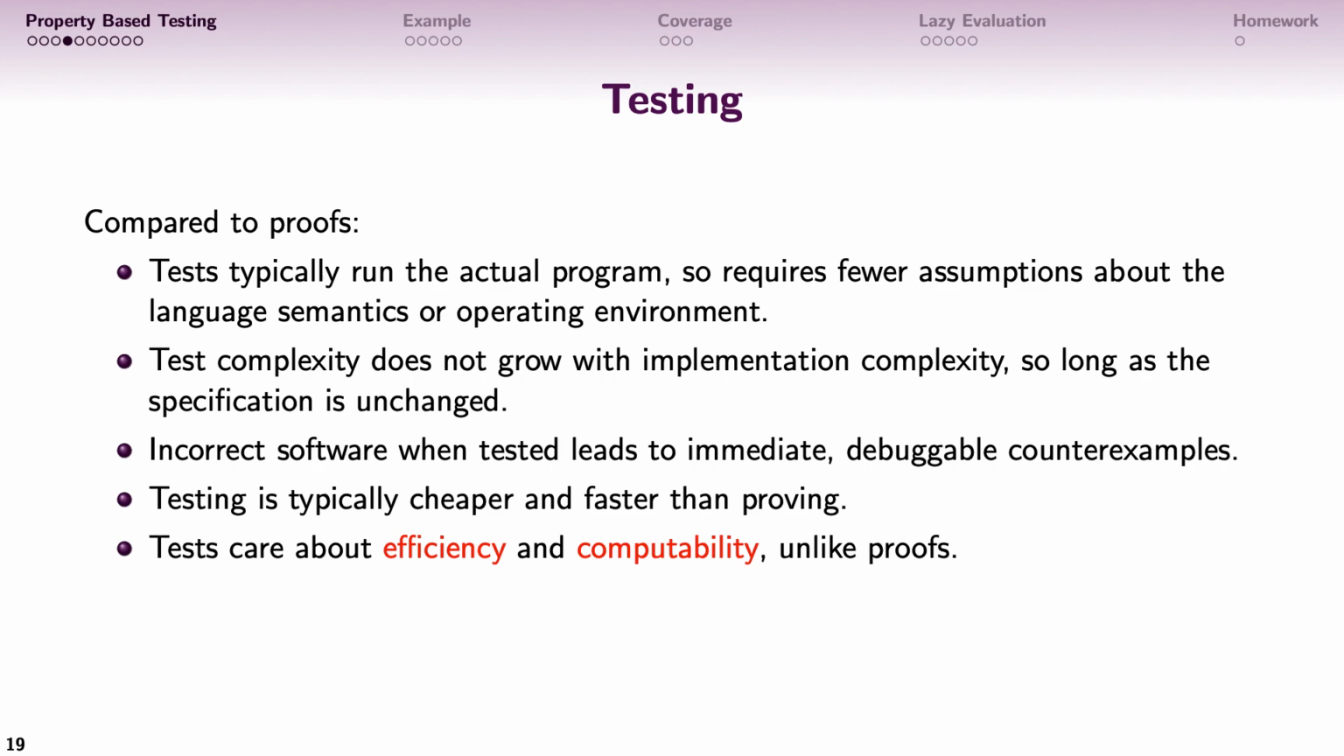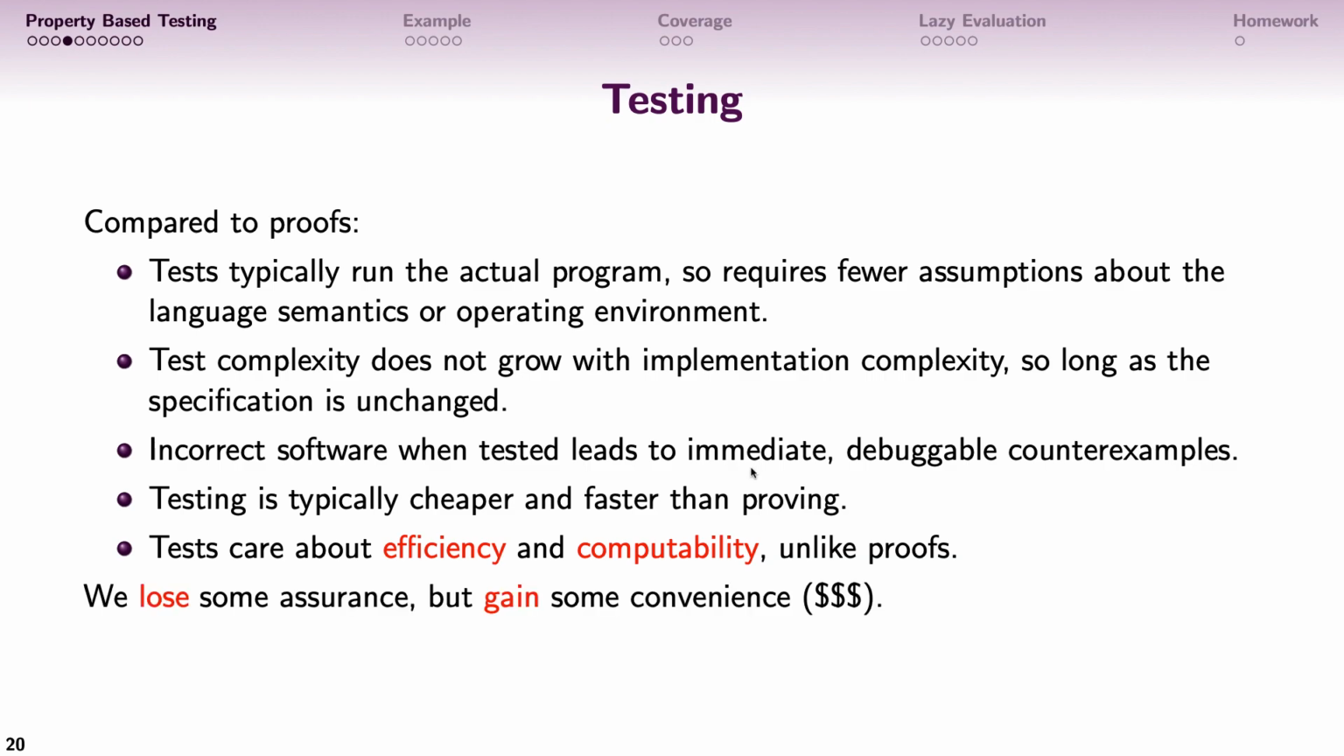So tests sacrifice a great deal of assurance, and we do have to care about the performance of our tests and the computability of our tests, but we do gain a lot of convenience. And convenience here is just another word for money. So how are we going to tie in the notion of testing with the kind of mathematically structured specificational reasoning that we're doing in this course?